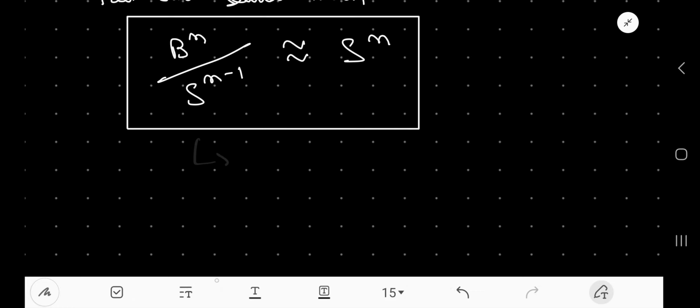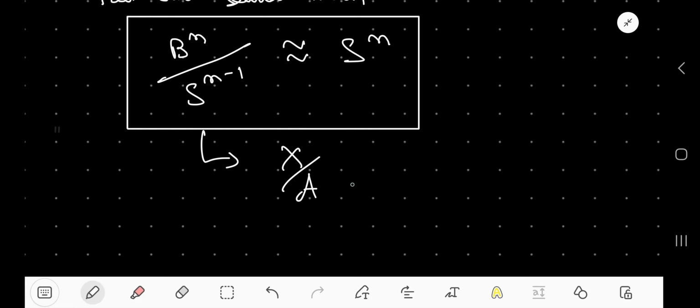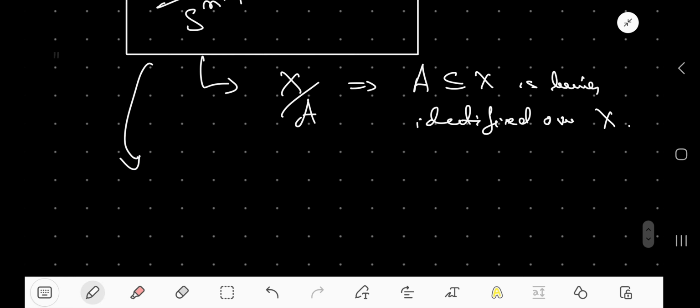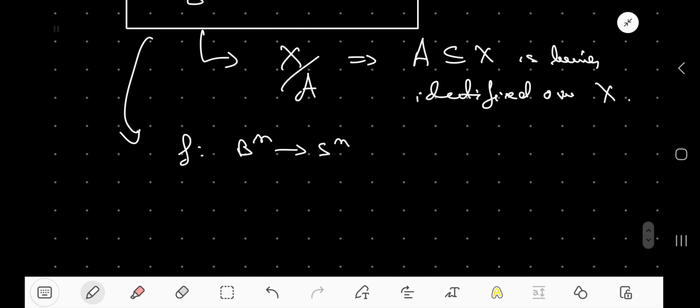Okay. So this is what we typically have, and Bn upon Sn minus 1. This is just a thing to observe: if I write X/A, then this means that A as a subspace of X is being identified to a point. Clear? Okay. So I am not proving this, but I am just giving a hint. This will be the exact thing which we used while proving that the algebraic cone is homeomorphic to the geometric cone. If you take a function f from Bn to Sn such that f is onto and 1-1 and continuous on every point except Sn minus 1, and it identifies Sn minus 1 to a single point, then I can talk about f being an identification map, because Bn is compact and Sn is Hausdorff, right.